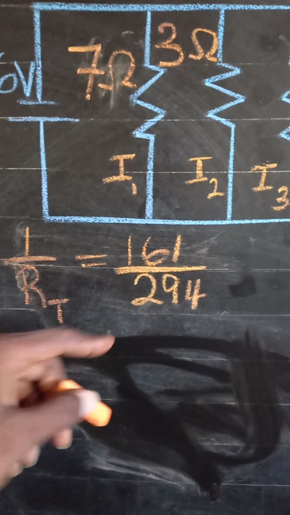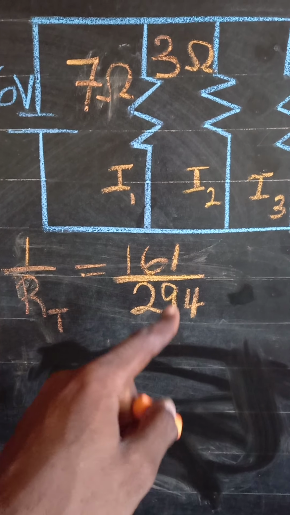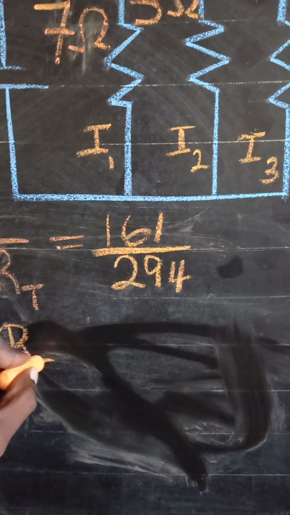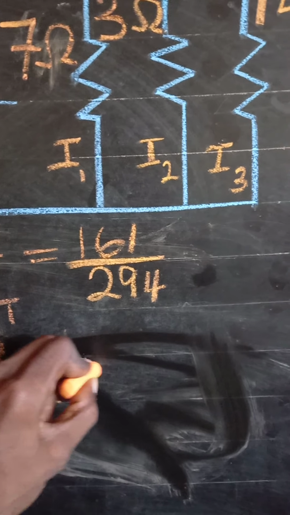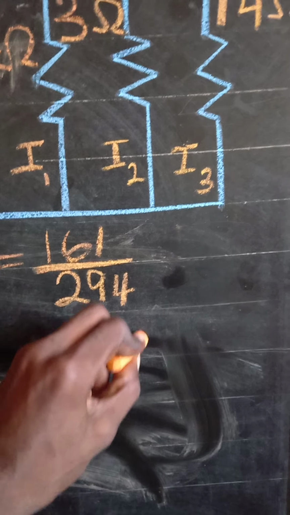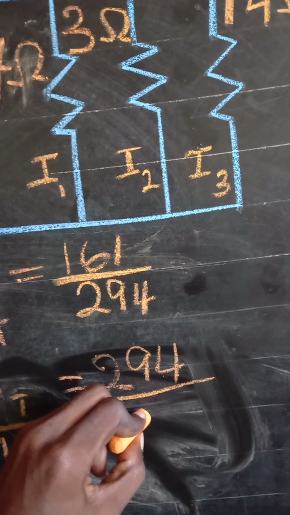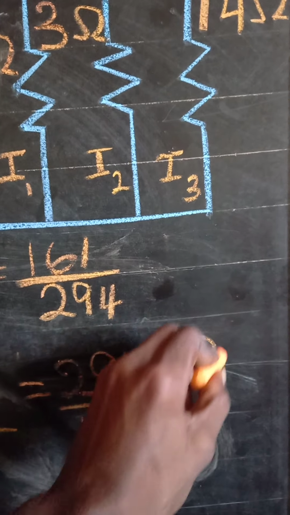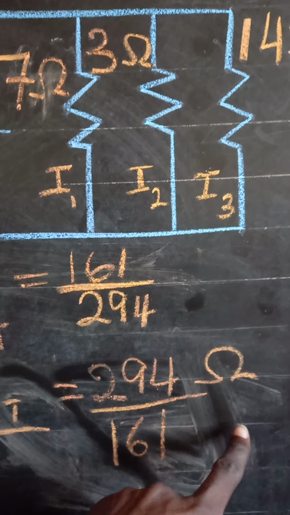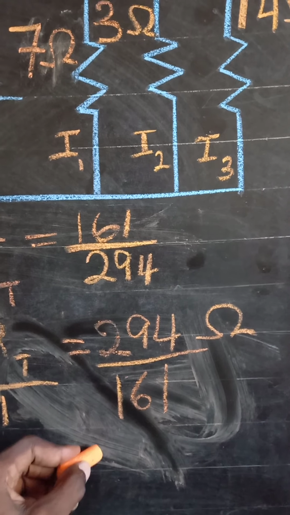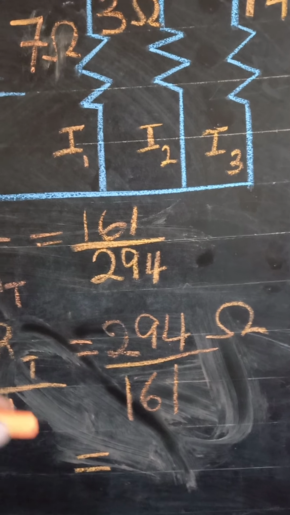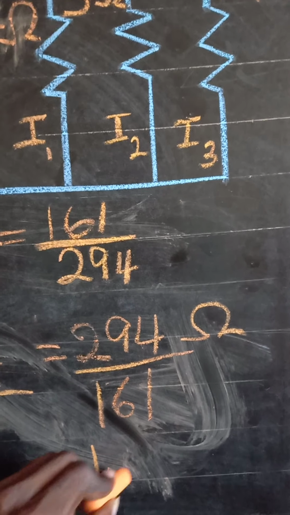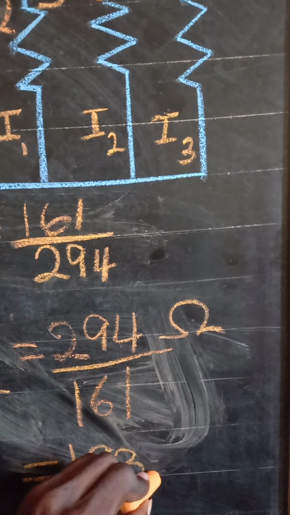So when everything was added, I got that 1 over RT is equal to 161 over 294. Now reciprocating both sides, we get that RT over 1 is equal to 294 over 161 ohms. So when this is broken down, I can start putting my ohm sign there, this would be per ohm. This is ohm now because we reciprocated it. So the total resistance here is equal to 1.83 ohms.